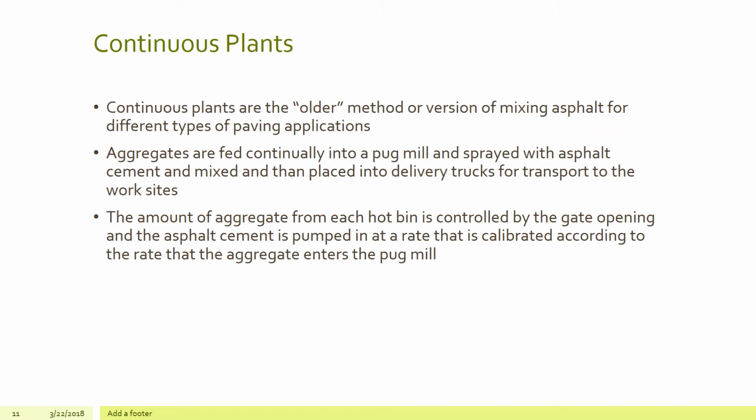Let's look at continuous plants. Continuous plants are the older method of mixing asphalt for different types of paving applications. Aggregates are fed continually into the pug mill, sprayed with asphalt cement, mixed, and then placed into delivery trucks for transport to the work sites. The amount of aggregate for each hot bin is controlled by the gate opening, and the asphalt cement is pumped in at a rate that is calibrated according to the rate that the aggregate enters the pug mill.